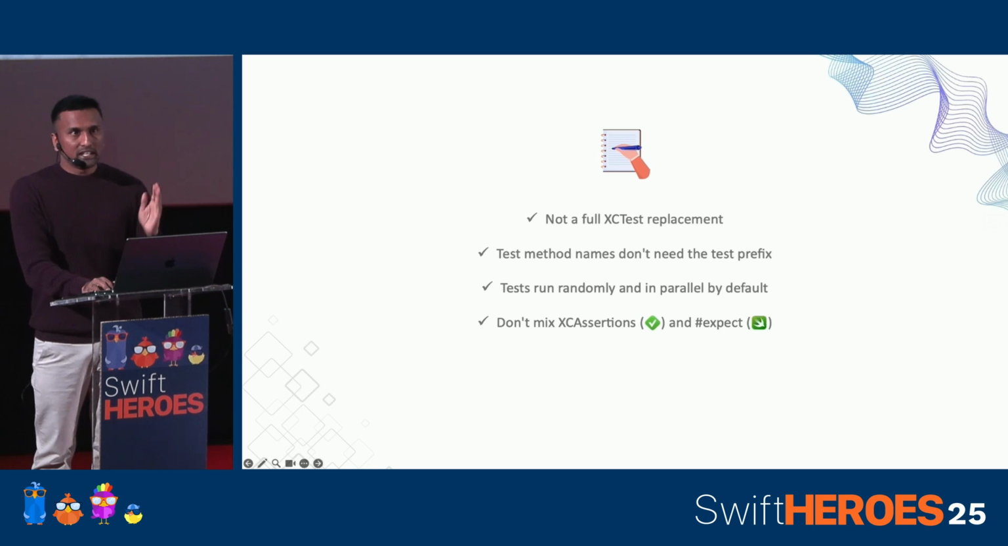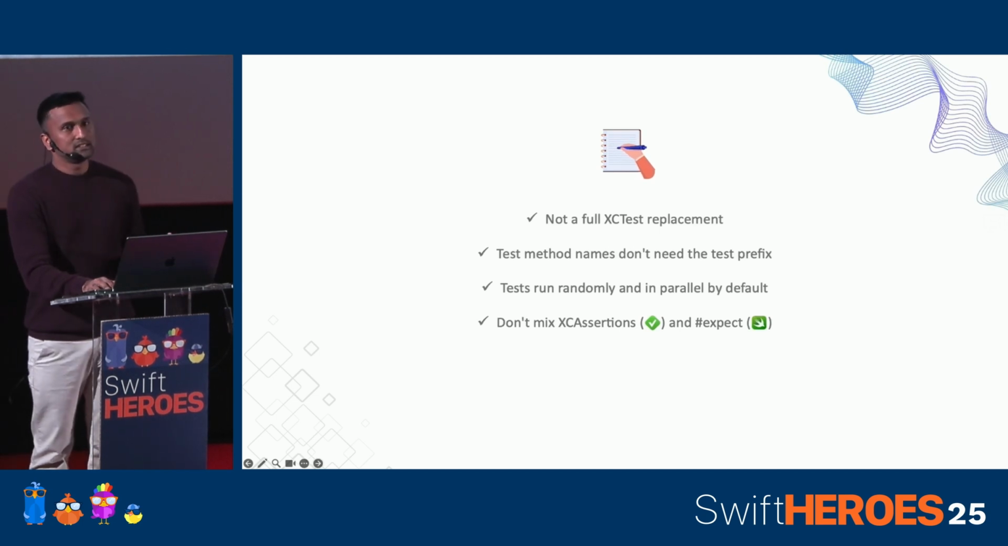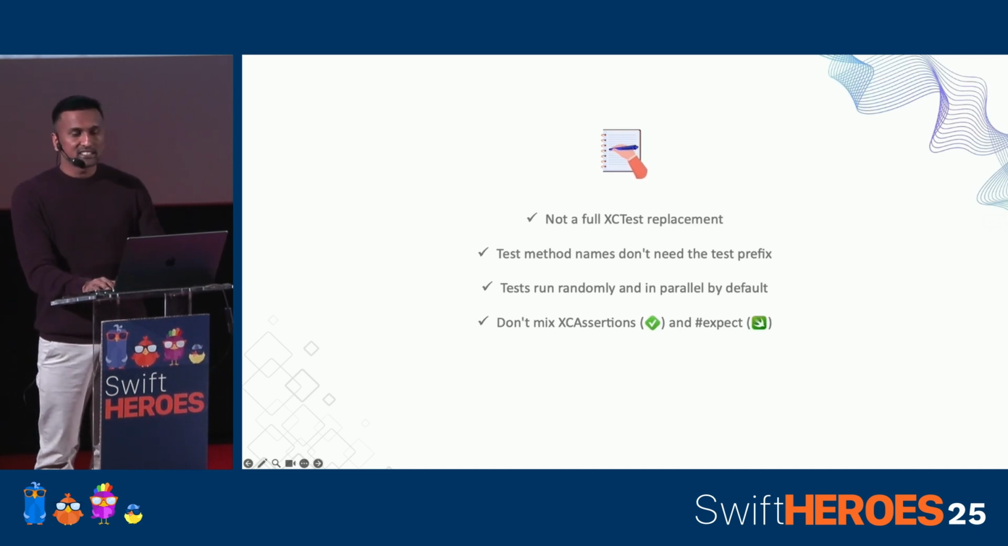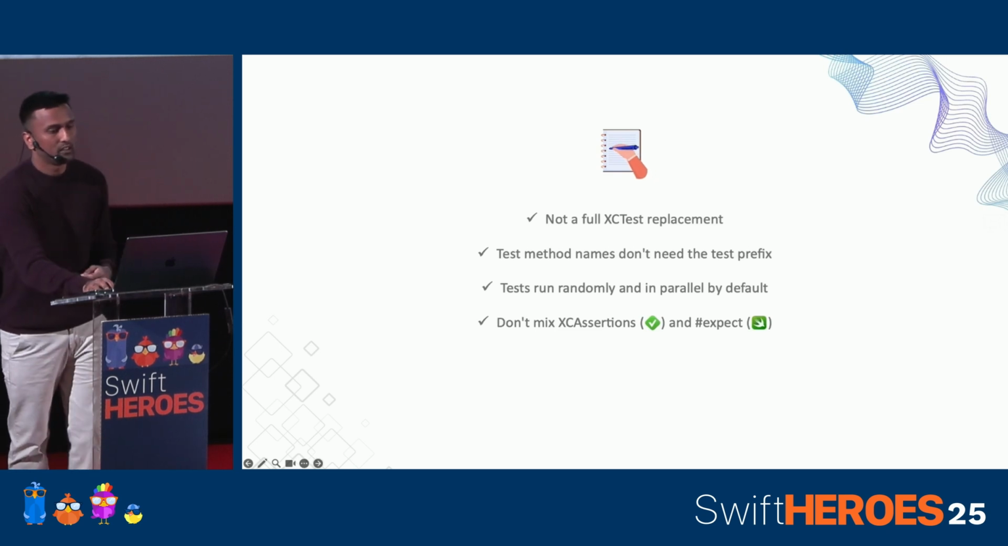Tests are parallel by default, so please keep in mind you need to use the serialized trait if you want to run them one by one. And one important thing which Apple says is do not mix XC assertions with the testing macros. It works actually, but it's not what it has to be.